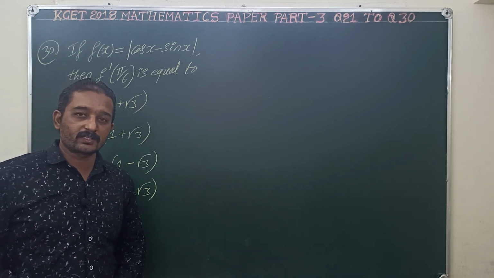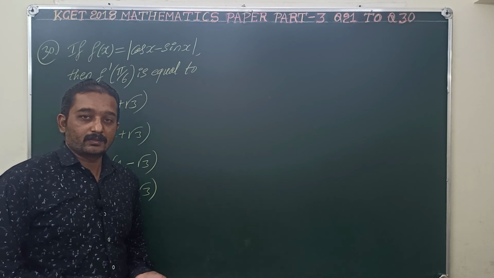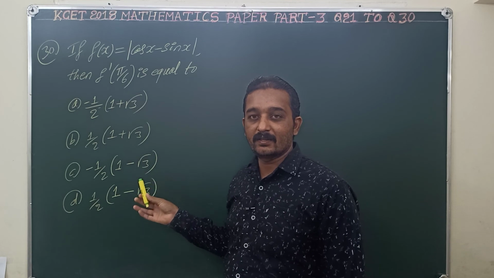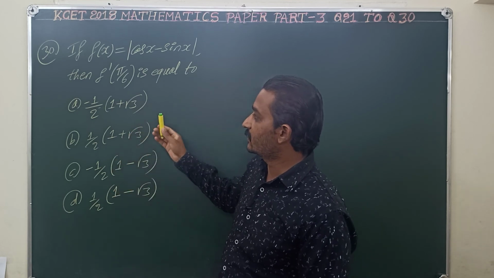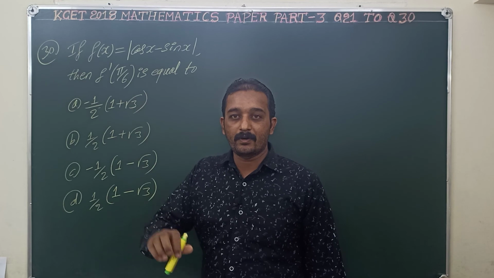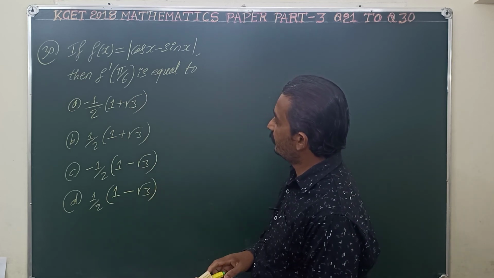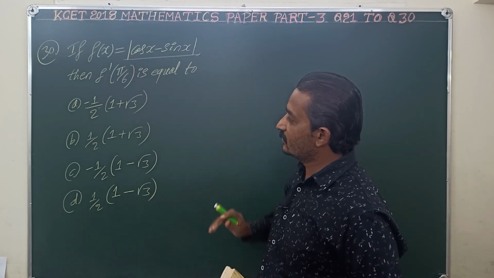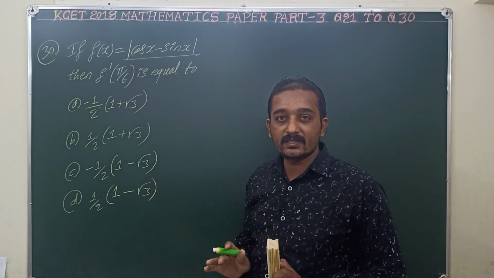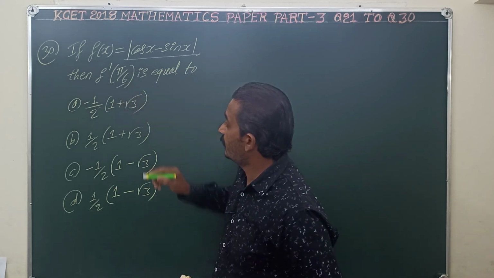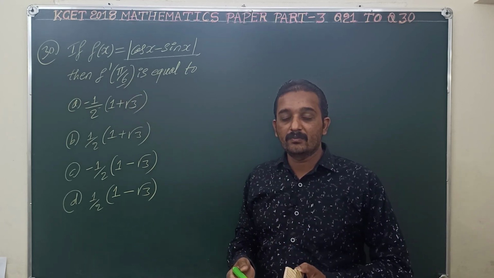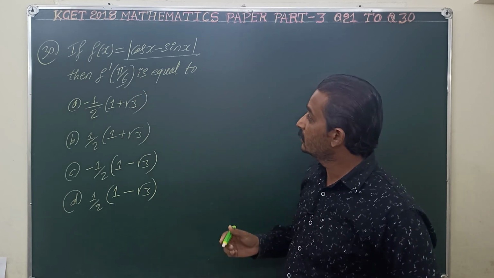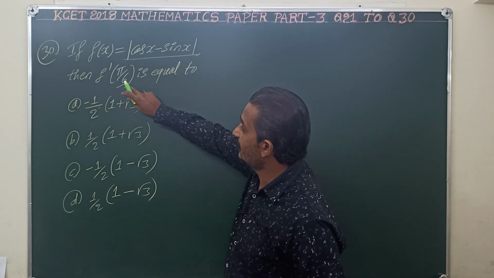So now let us move on to the next question, question number 30. This is the last question of this video. This question is based on the chapter differentiation, continuity and differentiation, particularly differentiation at a point. Here f of x is given, modulus of cos x minus sin x. So this is a different question. First we have to find f of x at x is equal to pi by 6, then differentiate with respect to x, and then apply x is equal to pi by 6, we get the required answer.